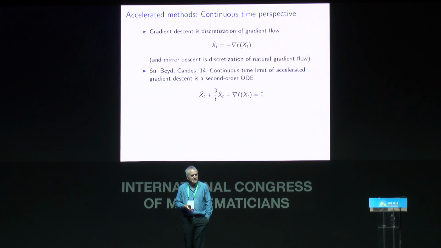X double dot, it has a mysterious 3. It's non-homogeneous, and it has the gradient. So you can't solve this, but you can use Bessel functions to start to understand it. You can start to get an idea of why it oscillates, goes up and down, and so on.